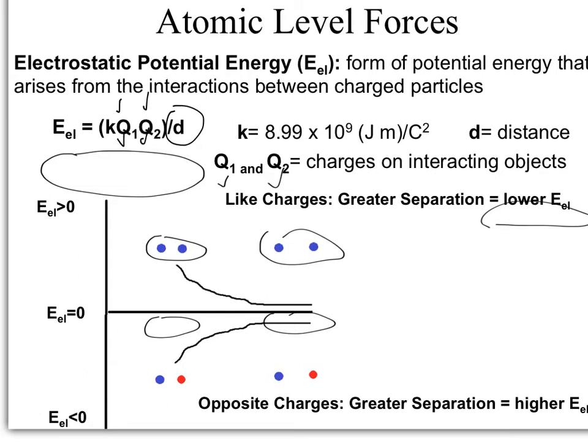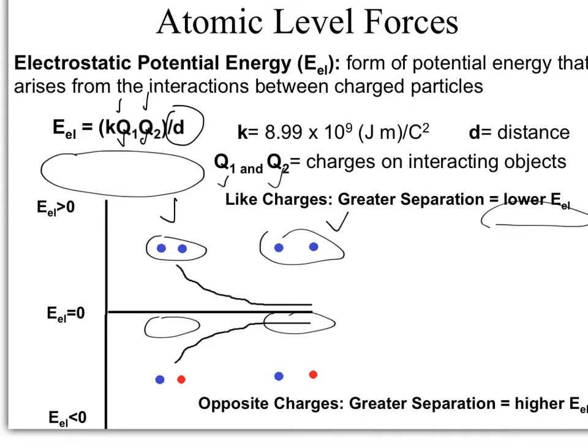So why do we care about this chemically or on the atomic level? Well, like charges don't necessarily want to be next to each other, so they're going to have higher energy if we force them to be in close proximity. So this state over here is more highly energetic than this state over here.